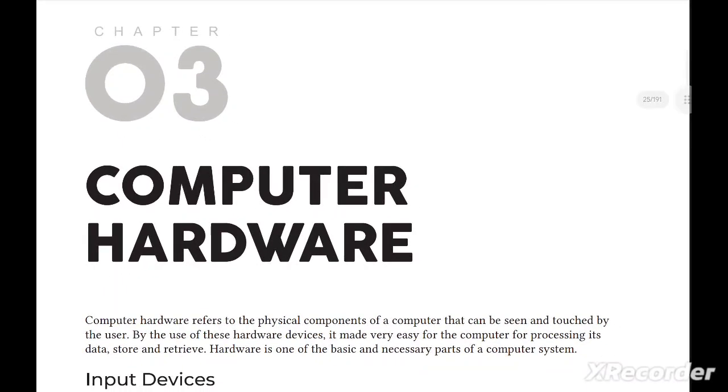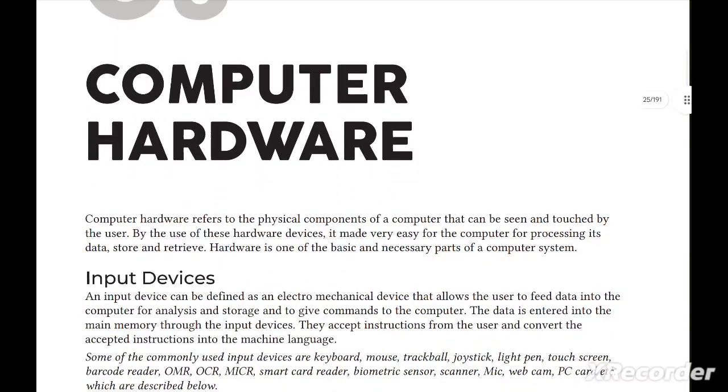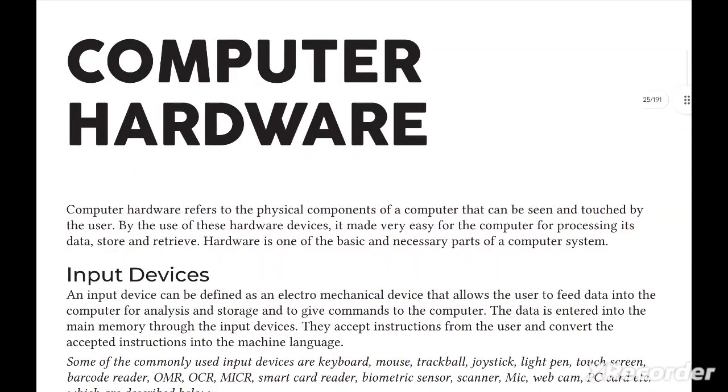Chapter 3, Computer Hardware. Computer hardware refers to the physical components of a computer that can be seen and touched by the user. By the use of these hardware devices, it is made very easy for the computer to process its data, and to store and retrieve it. Hardware is one of the basic and necessary parts of a computer system.